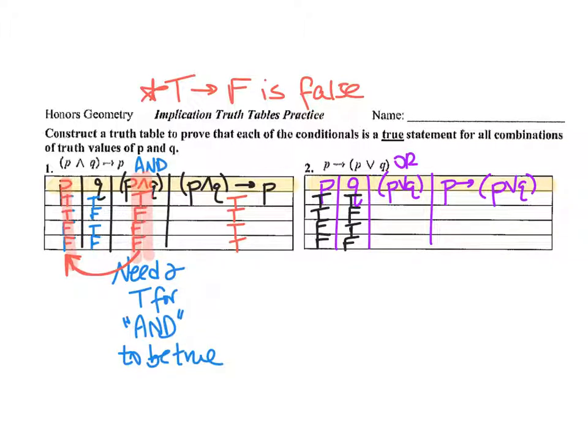Now, or, remember, at least one true is true. So if there's any true at all, it's true. So true, true, true. The only time that or is false is when there's two falses.